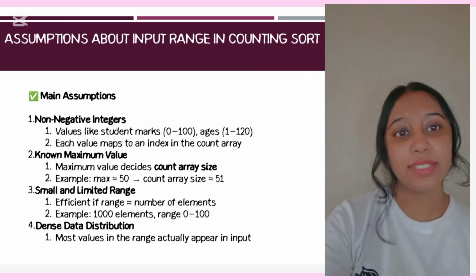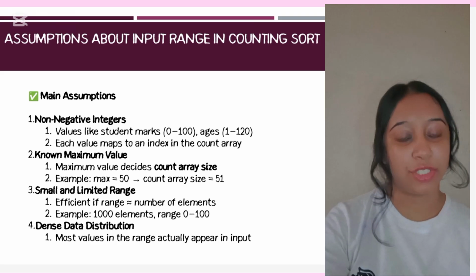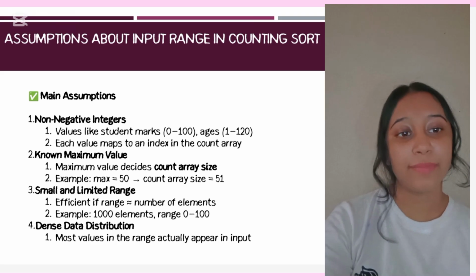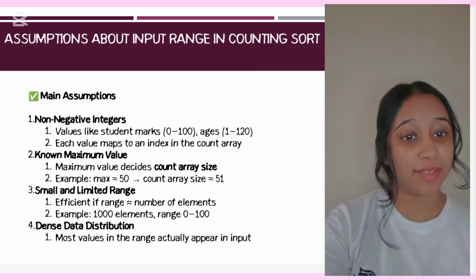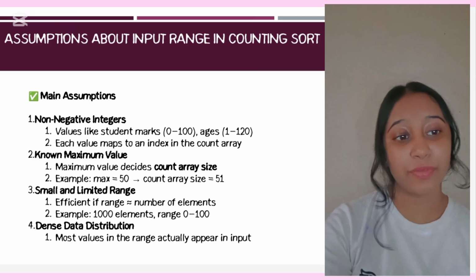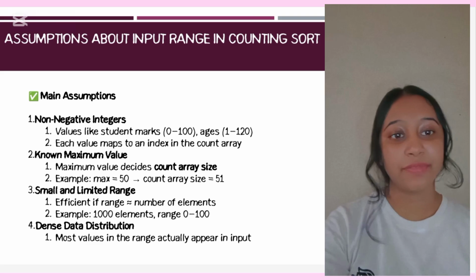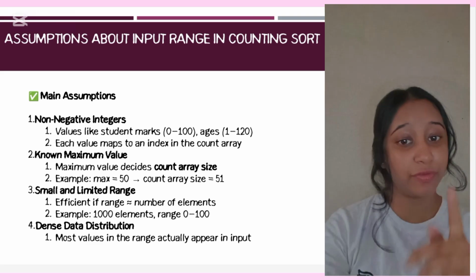The first one is that input values are non-negative integers. The second one is a known maximum value. The algorithm assumes we can find the maximum value in advance. The maximum value decides the size of the count array. If the max value is 50, the count array size is 51.